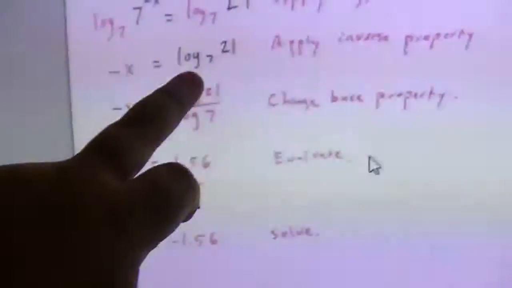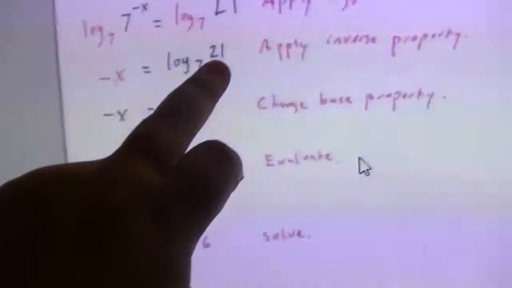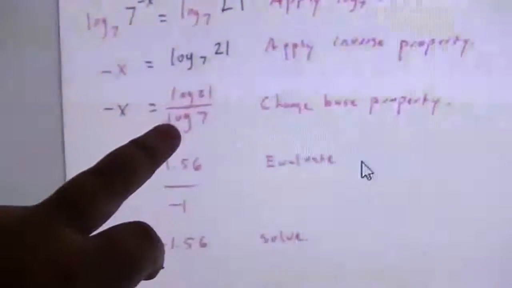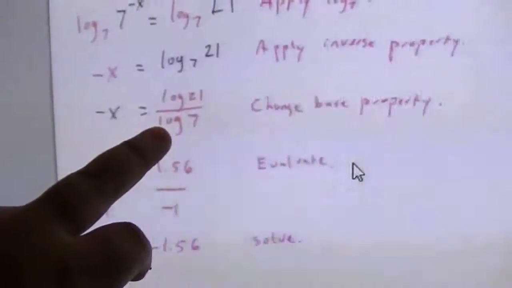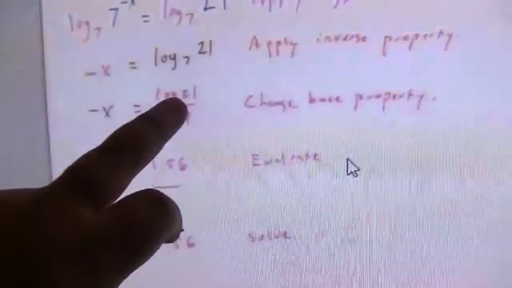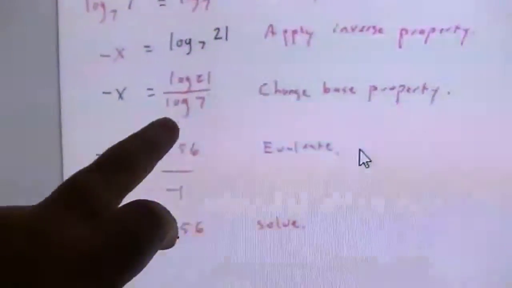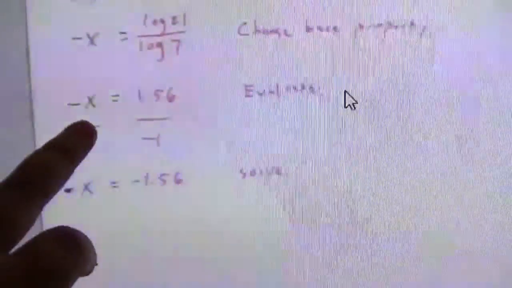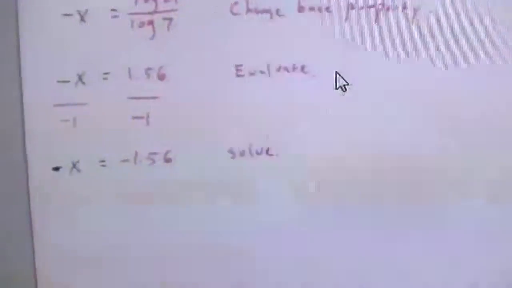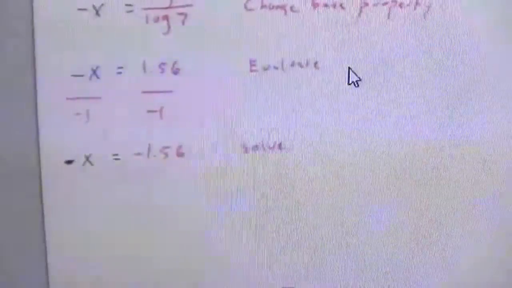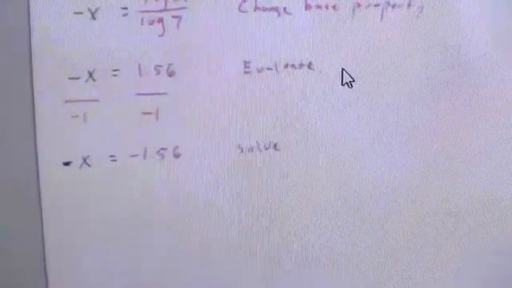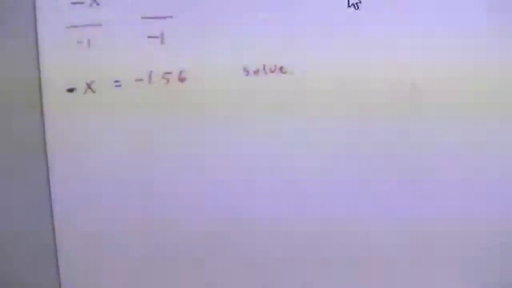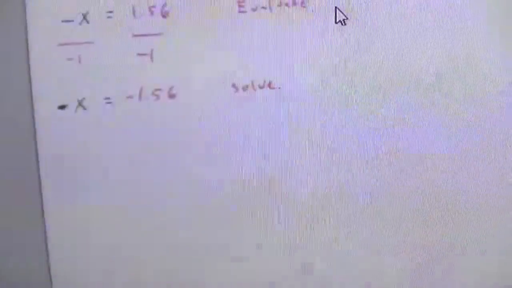Remember, just like our last problem, we had the log of base 7 of 21. We had something similar in the last problem, so we can change the base. And the base that we're going to be using, once again, is 10, because that's what you're going to use in the calculator. And when you figure this out in the calculator, you have negative x is equal to 1.56, divided by negative 1, and you have x is equal to negative 1.56.